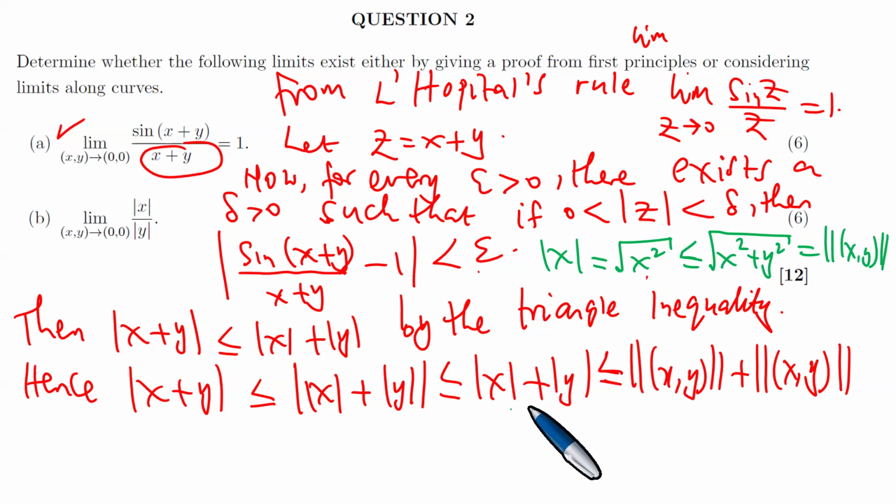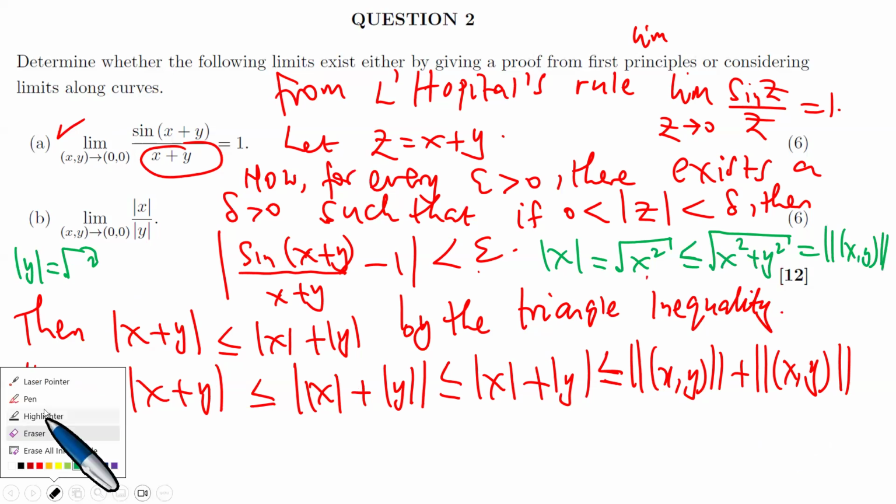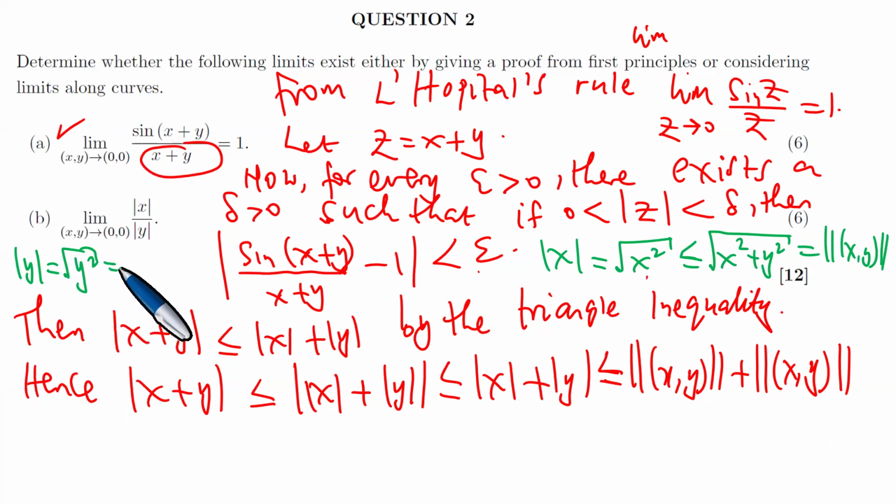And that is the reason why the modulus of x is less or equal to the length of x and y, but also the modulus of y is less or equal to the length of x and y. So in a nutshell, what we're also effectively saying is if you have the modulus of y, it is exactly the square root of y squared. But we can increase the right-hand side, in which case we can put x squared.